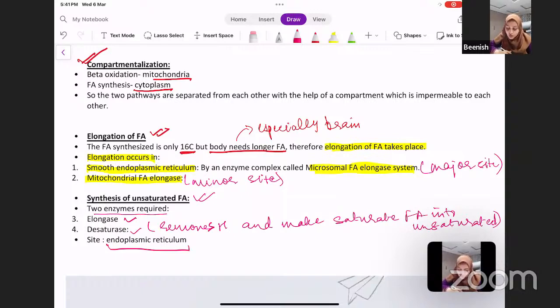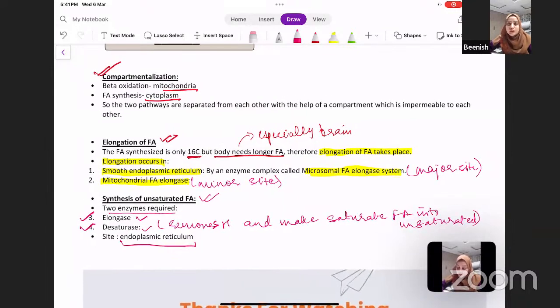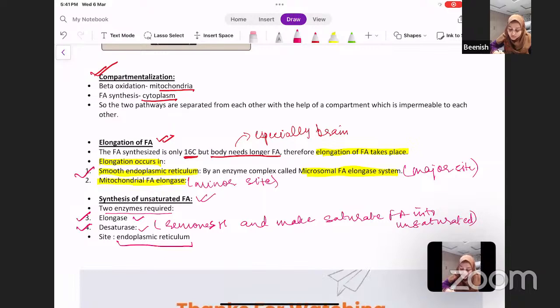So where is your saturation or unsaturation of fatty acid taking place? It is taking place in the endoplasmic reticulum with the help of two enzyme systems, elongase and desaturase. Your desaturase removes the hydrogen and makes the saturated fatty acid into unsaturated fatty acid. And your elongation was taking place in the smooth endoplasmic reticulum and the mitochondrial fatty acid elongase system, where the smooth endoplasmic reticulum was the major site, whereas the mitochondria was the minor site for elongation. And this elongation process is increased during myelination of the brain, because your brain, especially the myelin, needs longer fatty acids. Okay.